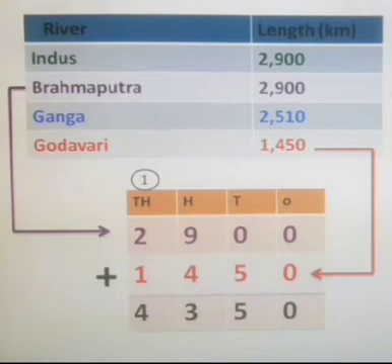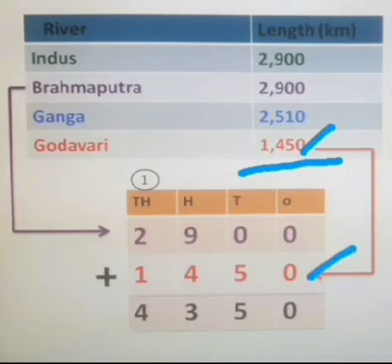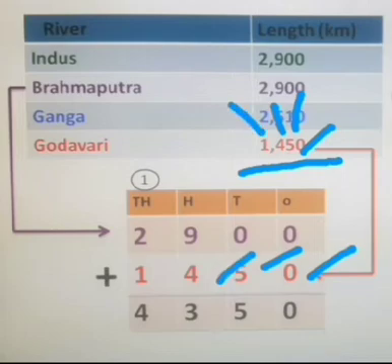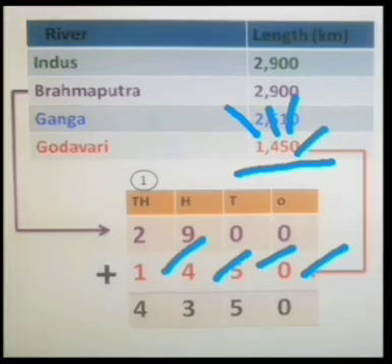Now, let us arrange the length of Godavari River, which is 1450. So, this 0 is in the ones place. So, we write it in the ones column. Then 5 is in the tens place. 4 is in the hundreds place. And this one is in the thousands place. Now, numbers are arranged properly. Let us add them.